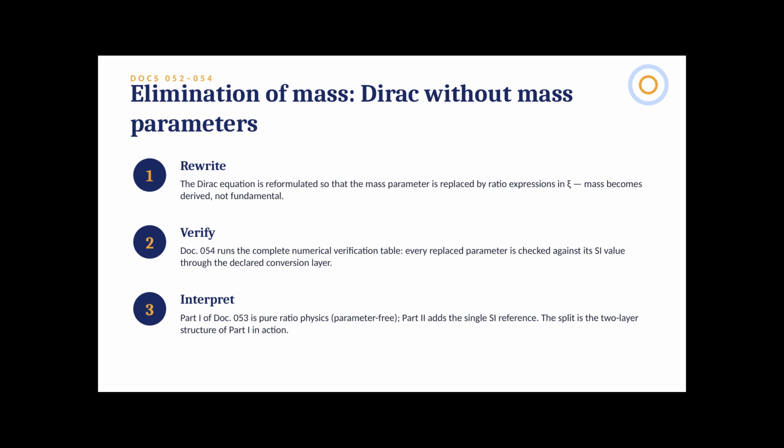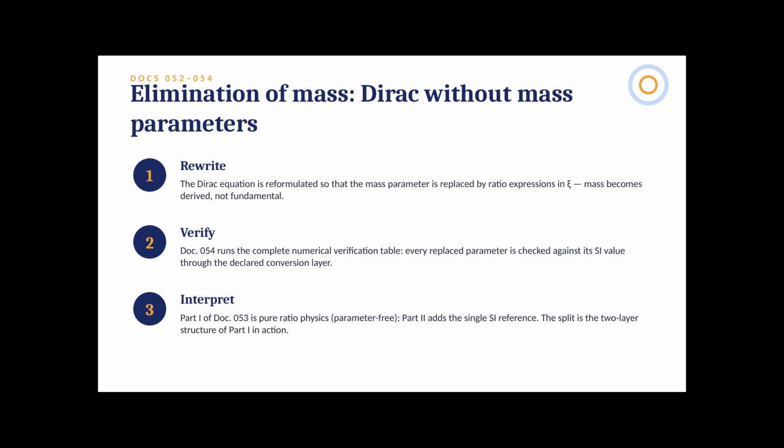Slide 19. A neat trick in 3 steps. Step 1. Rewrite. You reformulate the Dirac equation so the mass parameter gets replaced by ratio expressions in Greek x. Mass becomes derived, not fundamental, no free parameter. Step 2. Verify. Document 54 runs the full numerical table, checking every replaced parameter against its real measured value through the declared conversion layer. Out in the open.